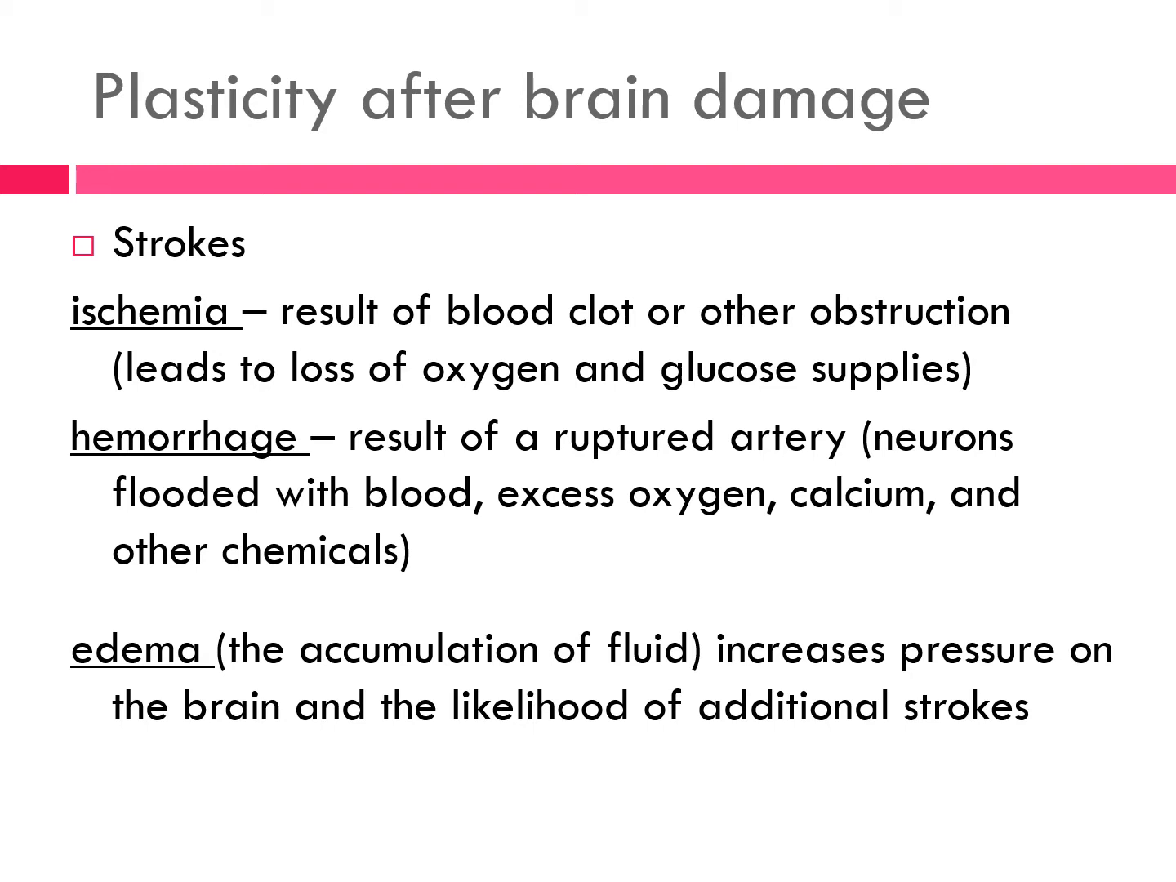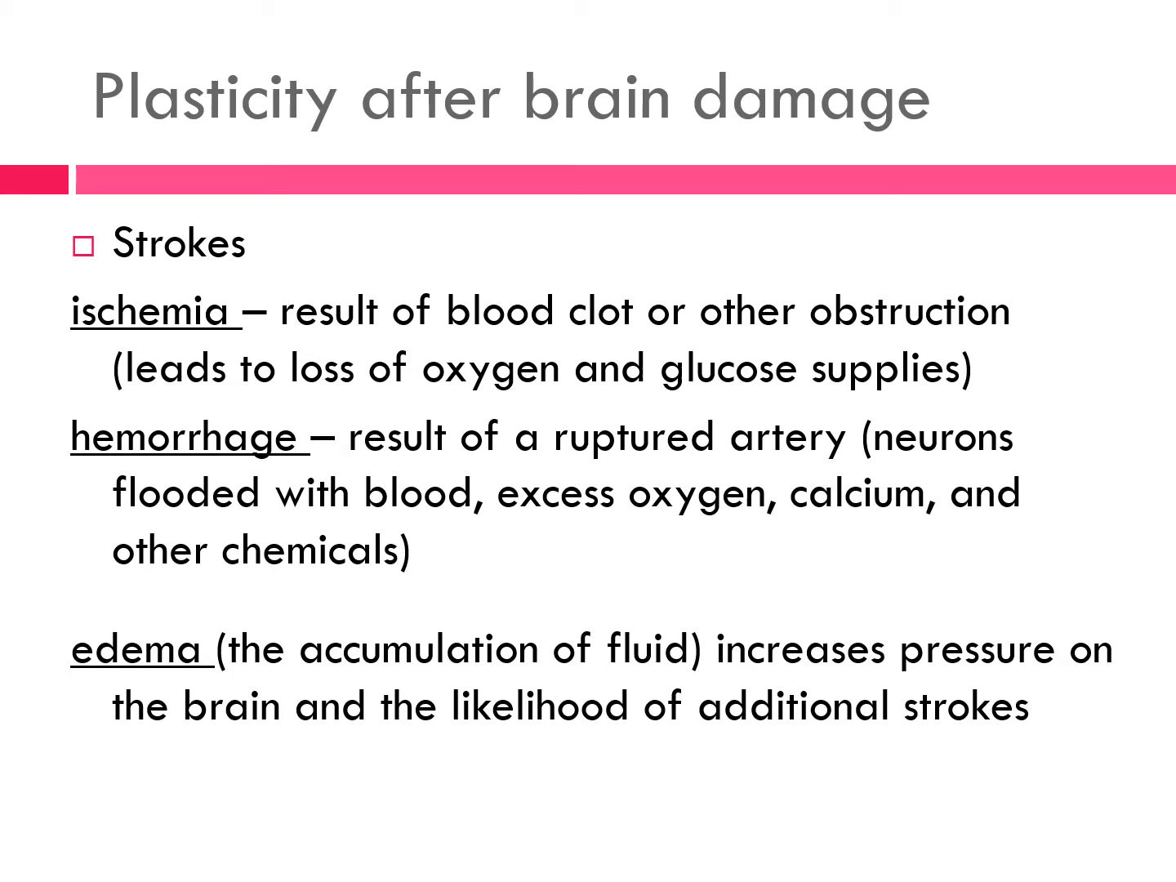The most common kind of stroke is an ischemic stroke, or ischemia, where there's some kind of blood clot or other obstruction such that neurons beyond that clot or obstruction are not receiving the oxygen and glucose and so forth, and so that can kill some of those neurons.